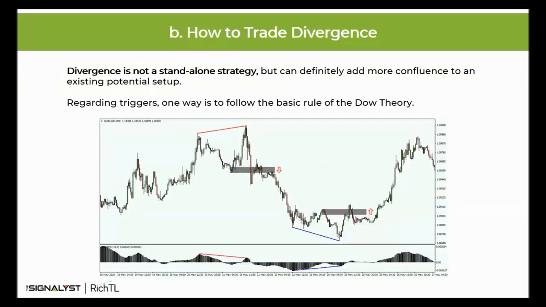And regarding triggers, one way is to follow the basic rule of the Dow theory. For example, when you spot a divergence, don't enter immediately, but wait for the last swing to be broken. In case of a regular bearish divergence, wait for the last swing low to be broken downward before selling, as an extra confirmation. And vice versa in case of a regular bullish divergence, wait for price to break above the last swing high before buying.